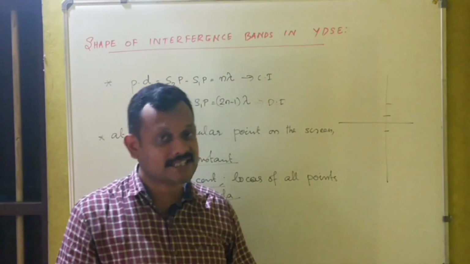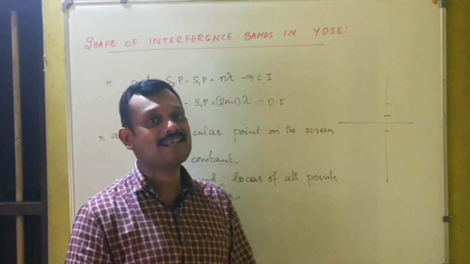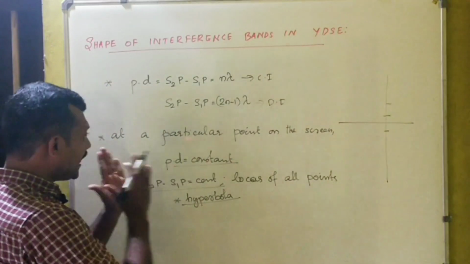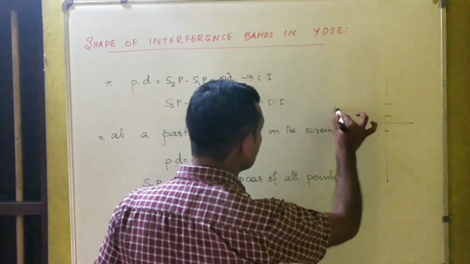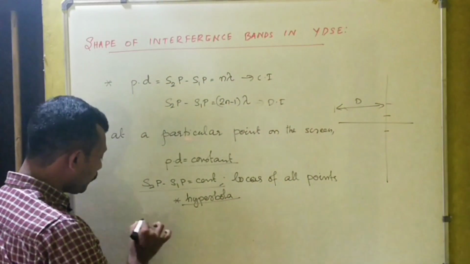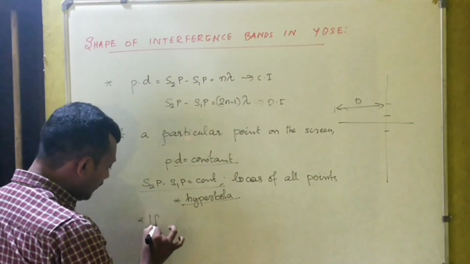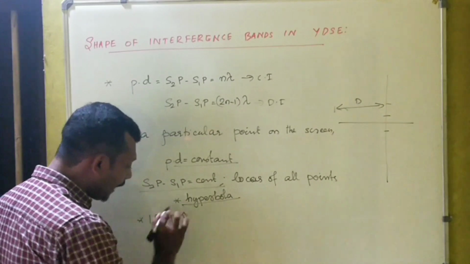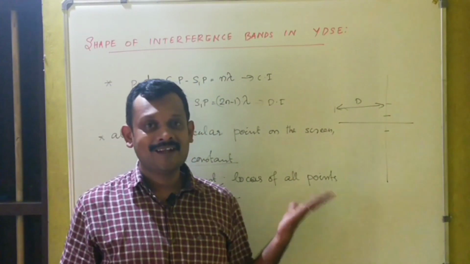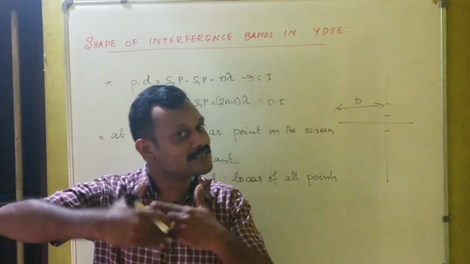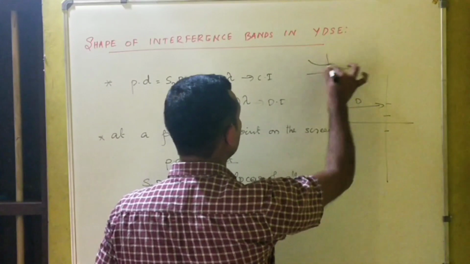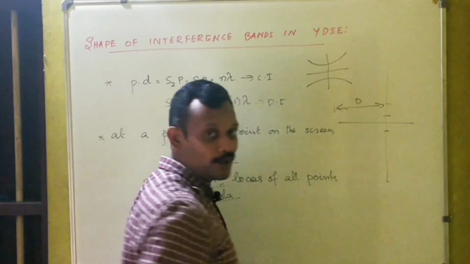So question is, what is the shape of interference bands in Young's double slit experiment? If you ask me such a question, my answer is, it is a hyperbola. Generally, for small values of capital D, the graph is a hyperbola. What is capital D? Capital D is the distance between the slit and the screen. This will be the shape of a hyperbola.